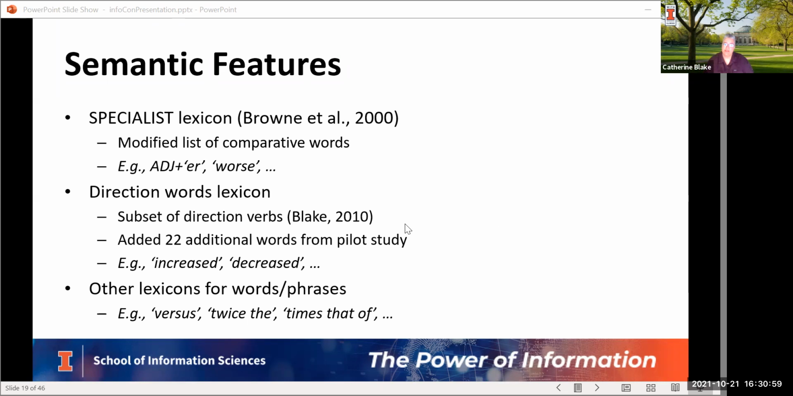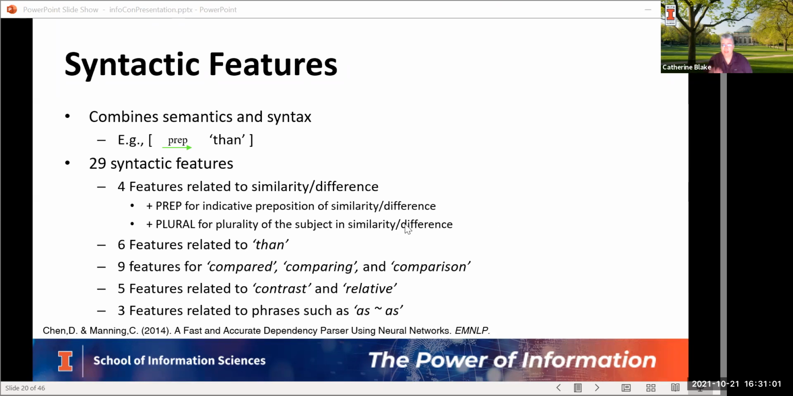We took all these semantic features and then added some syntactic features. So this gives us some context around the sentence. Maybe it was better than or slower than. So we have a combination of syntax and semantics.